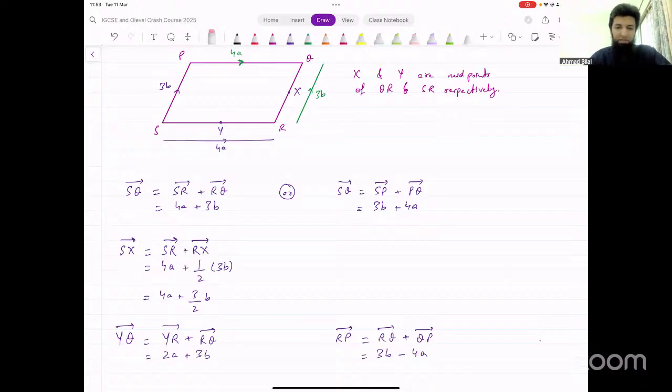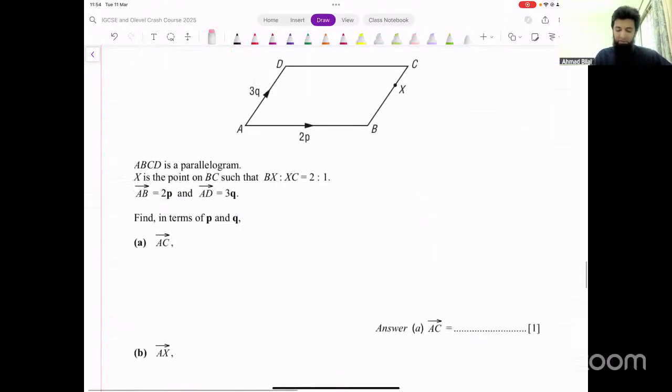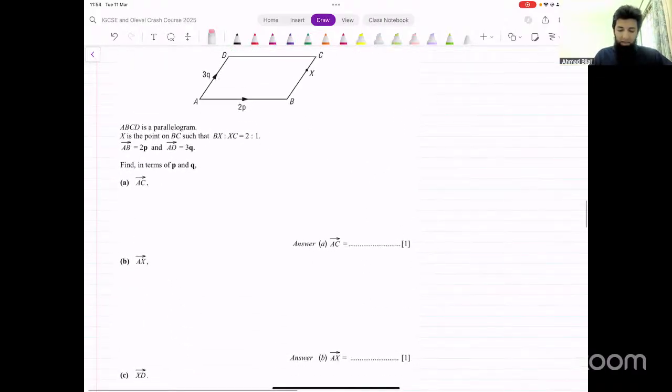Now, these were relatively simple examples because we only had the midpoint, right? But sometimes you get more complicated ratios. Let's do some examples of that. So I've taken this from the worksheets. These are actually past paper questions. Let's have a look at some of these now.